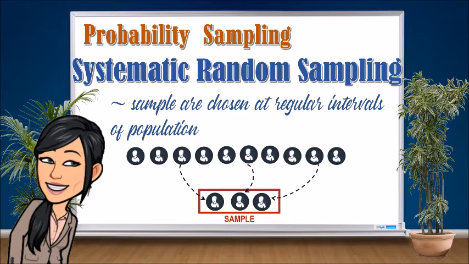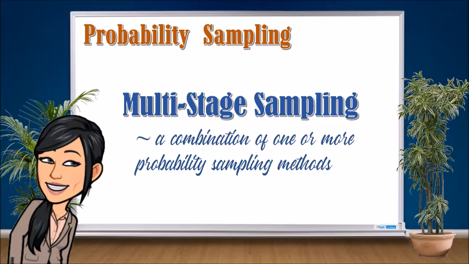Systematic random sampling. The selection of elements is systematic and not random, except the first element. Elements of a sample are chosen at regular intervals of population. All the elements are put together in a sequence first, where each element has the equal chance of being selected. The last in probability sampling is multi-stage sampling. It is the combination of one or more probability sampling methods.